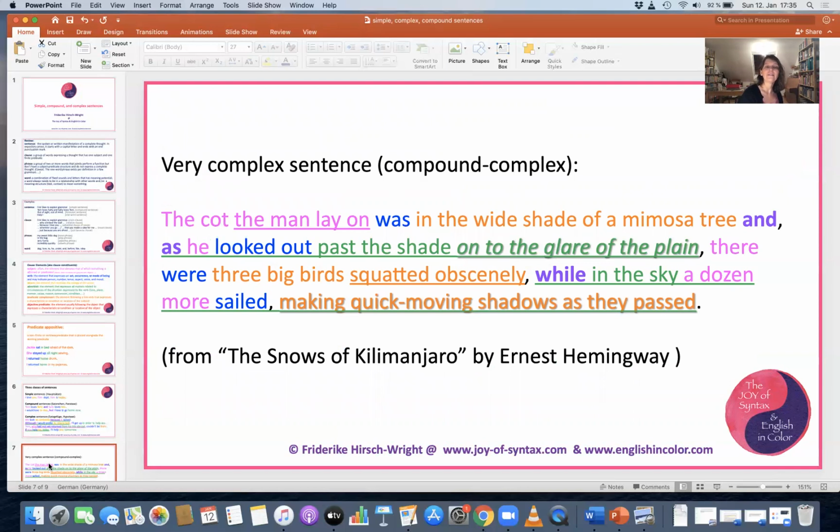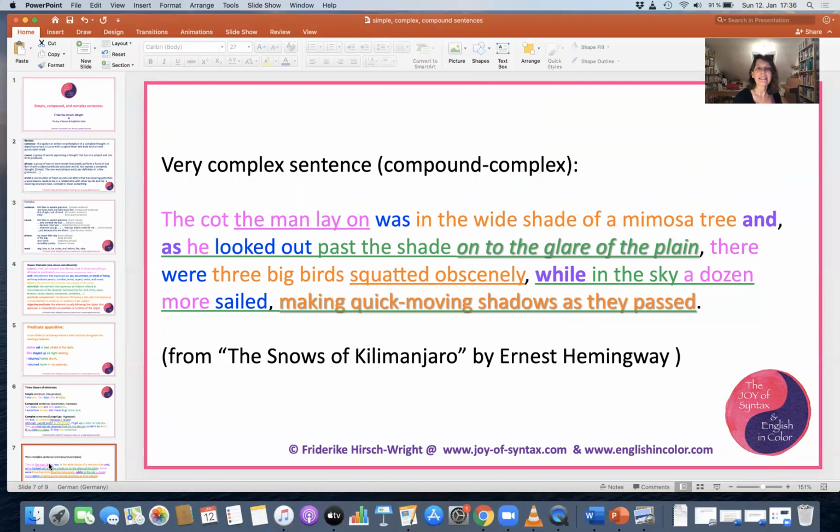Here is an example taken from a short story by Ernest Hemingway, The Snows of Kilimanjaro, and it's a complex compound sentence. So we have two main clauses and then a few substructures. The main clauses are, number one, the cot the man lay on was in the white shade of the mimosa tree. And the second main clause is, and there were three big birds squatted obscenely. Then we have two adverbial subclauses. Number one, as he looked out past the shade onto the glare of the plain. And while in the sky a dozen more sailed. Then we have a predicate appositive, making quick moving shadows as they passed.